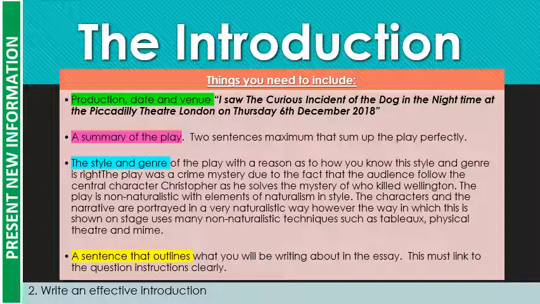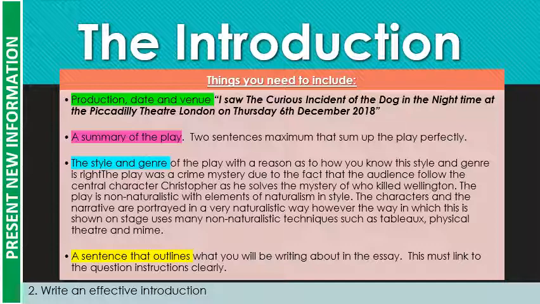Now, when you start talking about the style and genre, you know what the style is of Blood Brothers because we went through it in lesson 1. You also know what the genre is because we went through that in lesson 1. If you are unsure, either you can message me or you can have a little try yourself by Googling it. And the last part is a sentence that outlines what you'll be writing about in this essay. This must link to the question.